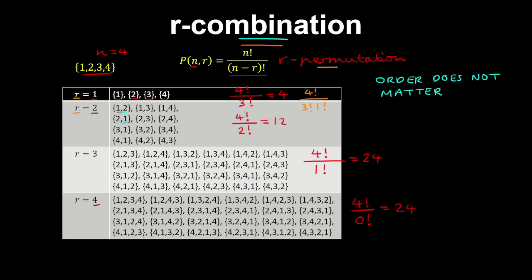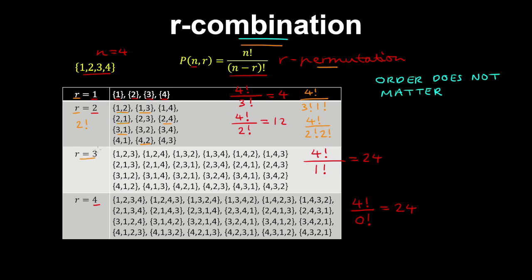Now when r equals 2, we had the number of r permutations is 4 factorial on 2 factorial, and the number of ways we can arrange 2 numbers is 2 ways, or 2 factorial ways. So as we can see, 1, 2 can be arranged as 2, 1, 1, 3 as 3, 1, 2, 4 as 4, 2, and so on. So to remove those duplicates, we divide by 2 factorial. So this is the number of 2 combinations.